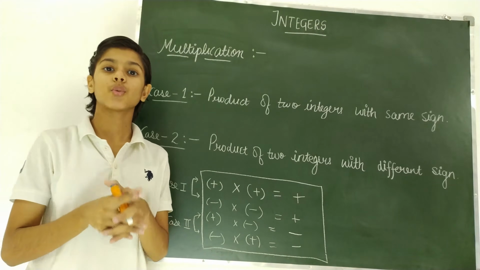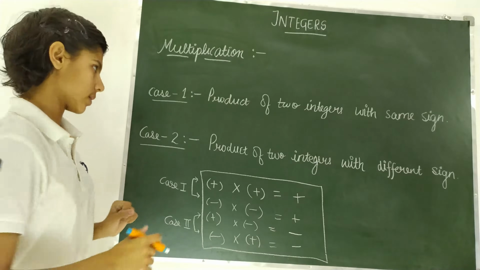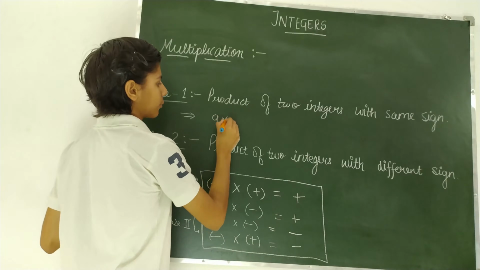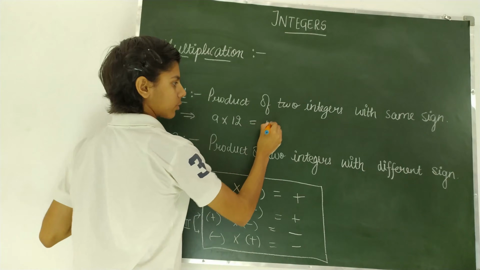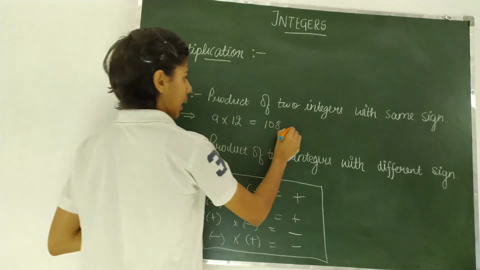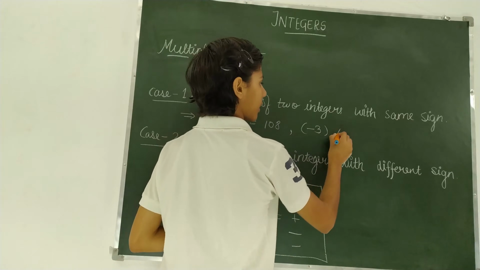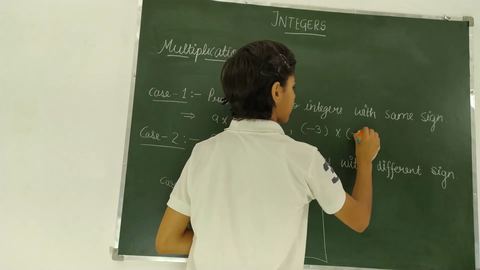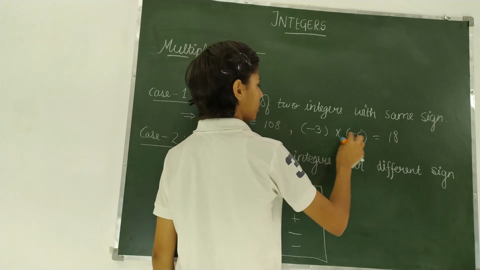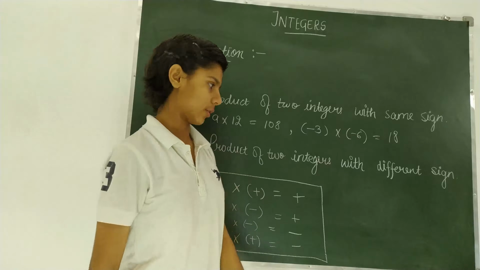So these were some of the rules related to the multiplication of integers. I am taking two examples here. For case 1, same sign like 9 into 12, 108. Both are positive, so answer is also positive. And if minus 3 into minus 6, answer will come 18. As 3 sixes are 18, but minus will get cancelled and the answer will come positive.